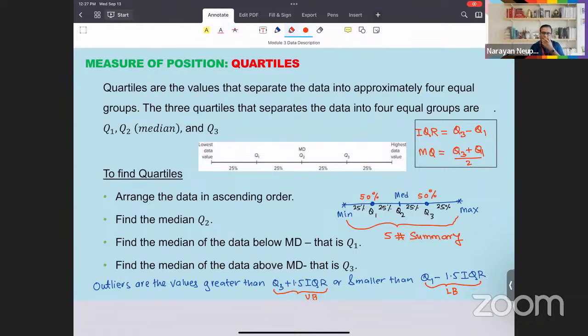What does the UB and LB mean? UB means upper boundary, and LB means lower boundary. Upper boundary and lower boundary. So these are the upper and lower boundary for the outliers. Any value greater than the upper boundary is an outlier. Any value less than the lower boundary is an outlier.